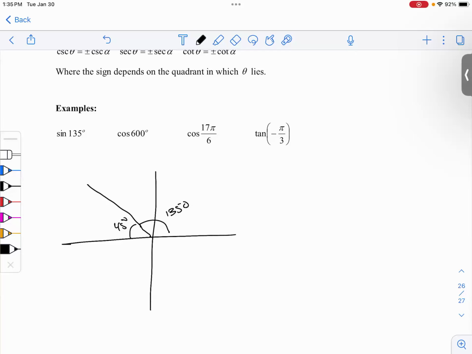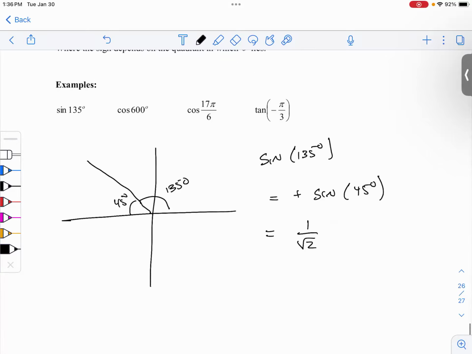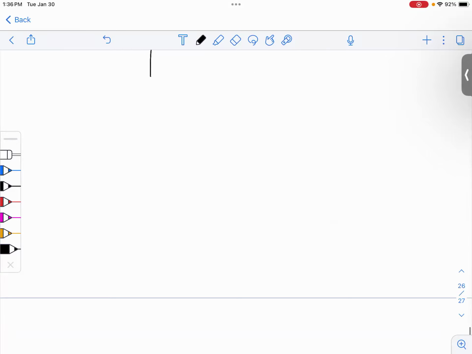That's 45 degrees. So sine of 135 degrees actually equals sine of 45 degrees, right? And then is sine positive in quadrant 2? Yeah, because sine is y, which is positive then, which means 1 over root 2. All right, cosine 600.